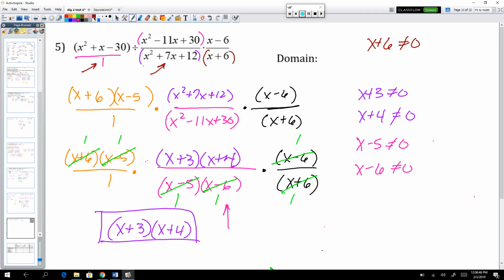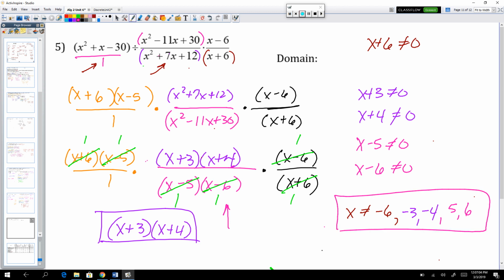So we will state our domain as x cannot equal negative 6. It can't equal negative 3 or negative 4. And it can't equal 5 or positive 6. And you're more than welcome to put those in numerical order and combine or shorthand. That's our domain statement.